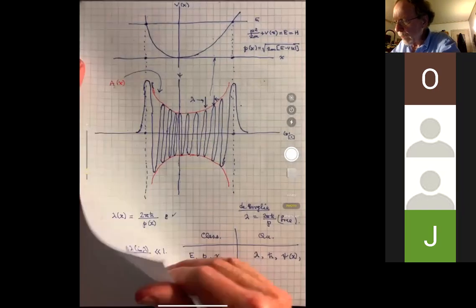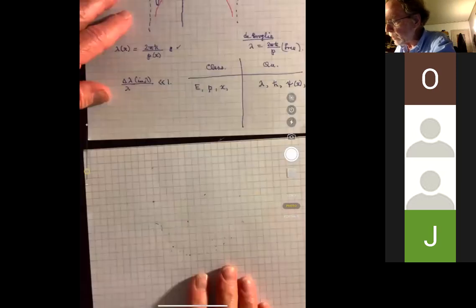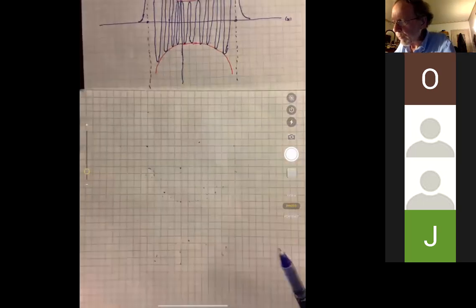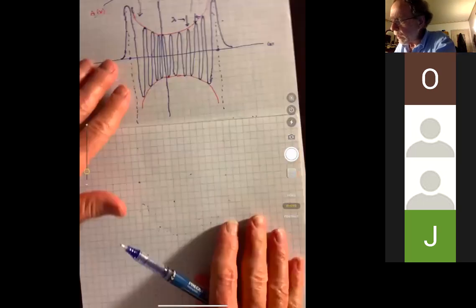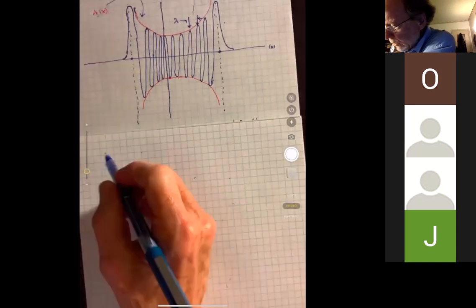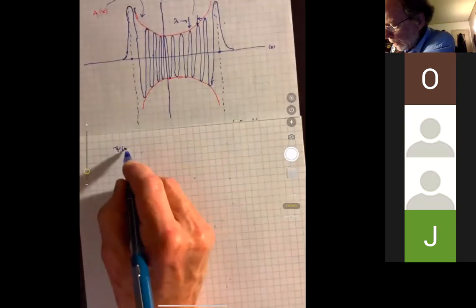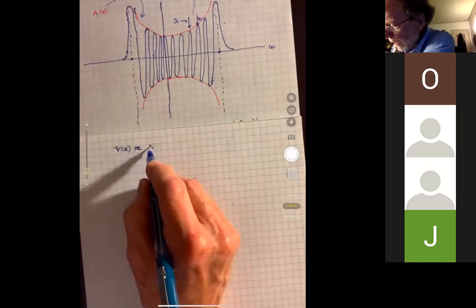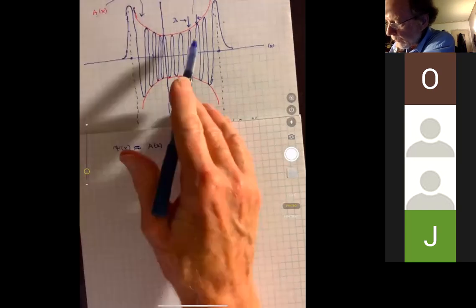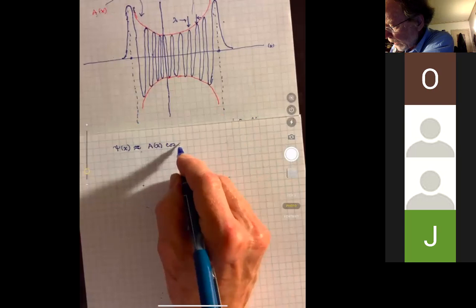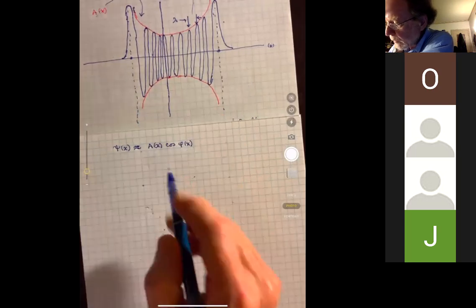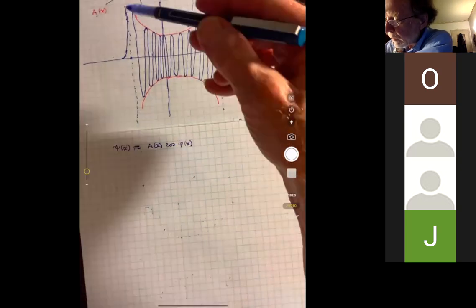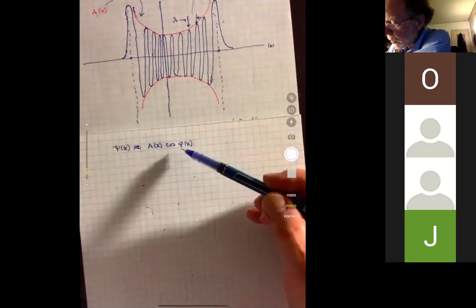Now then, I'm not done with this 1D example yet. I want to make a few further points. One of them is, let me bring the piece of paper up, if you just look at this wave function, it's obvious that there's an approximation, at least, that psi of x is approximately the amplitude A of x, that's the red curve, times a cosine of a phase phi of x. In other words, it's a cosine that's modulated. The amplitude modulates the cosine wave.